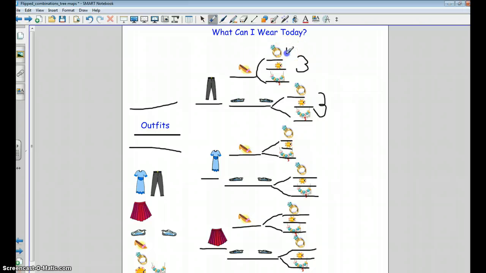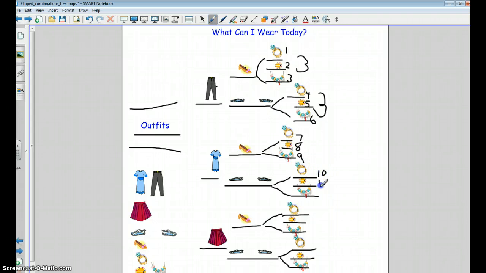So now I had three options over here and three options over here, because I could do pants, heels, ring, that's one. Pants, heels, pin, that would be two. And pants, heels, necklace would be three. Then I could do pants, running shoes, ring, that would be my fourth. Pants, running shoes, pin would be five. Pants, running shoes, necklace would be six. So I had three plus three, which gave me a total of six. Then my dress, my heels, and my ring would be seven. My dress, my heels, and my pin would be eight. Dress, heels, necklace would be nine. So on and so forth.